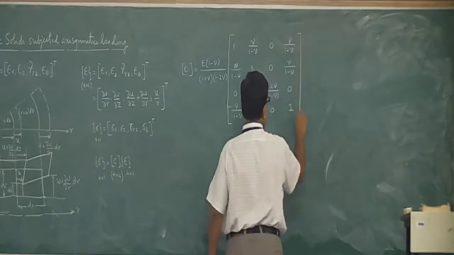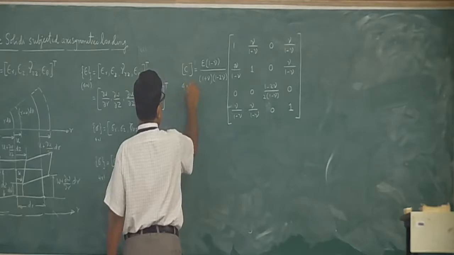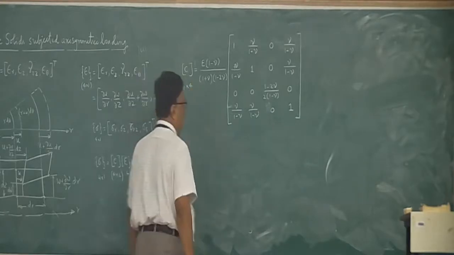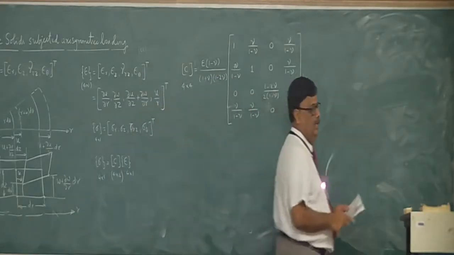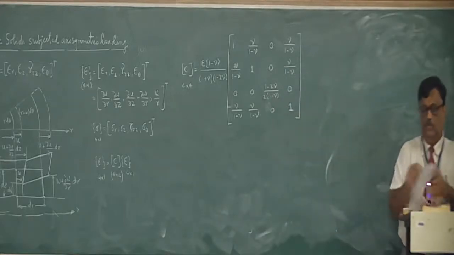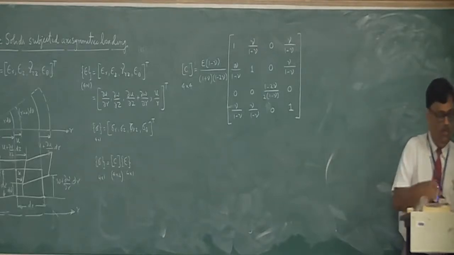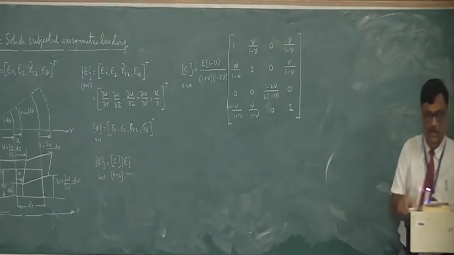See here, this is going to be a 4 by 4 matrix. So when this is multiplied with the strain components, what you are going to get is the stress components, all these 4 components of stress. So this is how we are going to relate stress and strain.